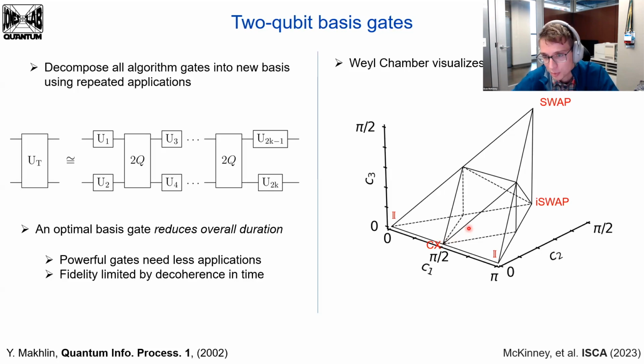So I'll also just point out some of the key points. We have iSWAP on this far corner. The top corner is the SWAP. These 2 base corners are the identity. And this point between identity and iSWAP is the square root of iSWAP.